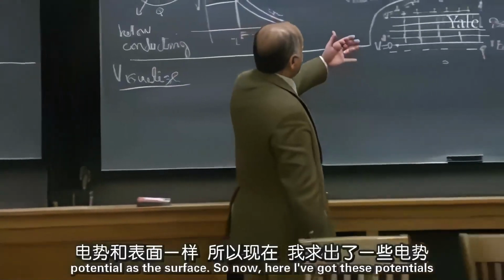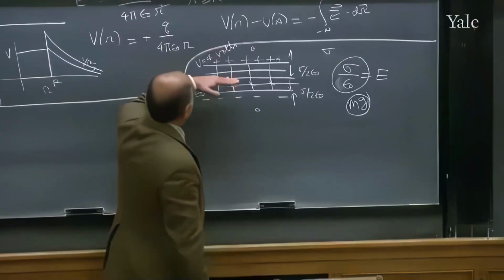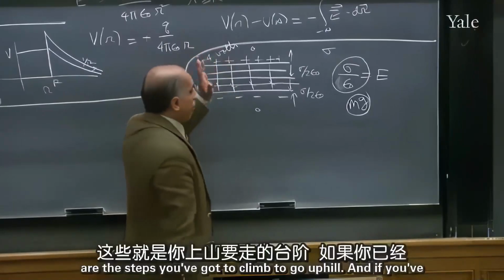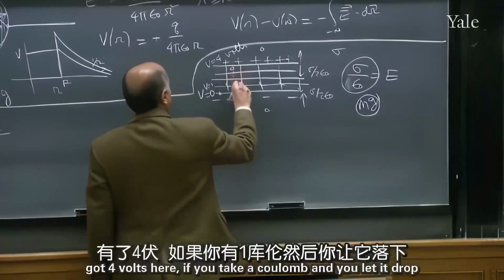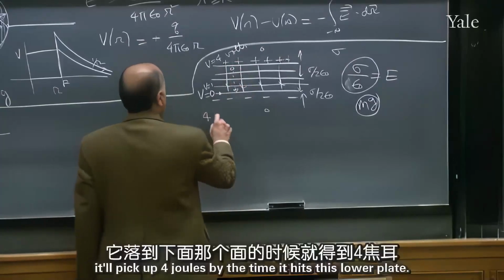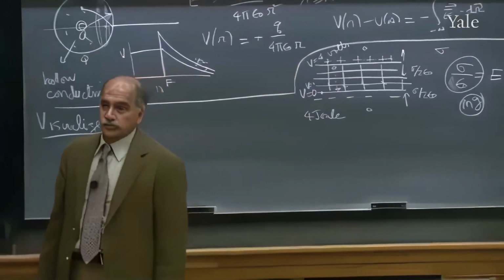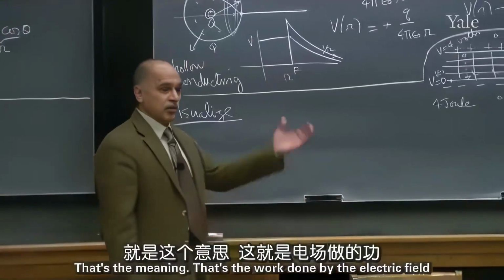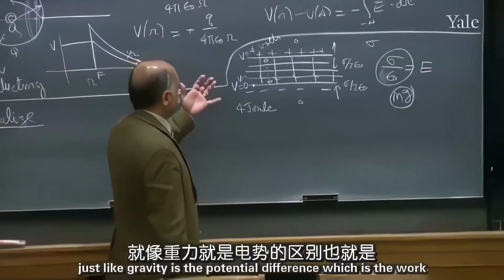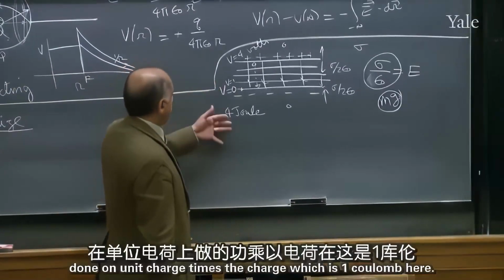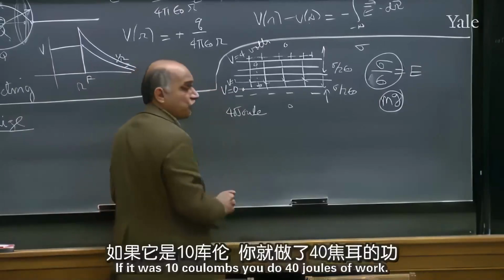So now, here I got these potentials, and it gives you a picture that you're running uphill, and these are the steps you got to climb to go uphill. And if you got 4 volts here, if you take a Coulomb and you let it drop, it will pick up 4 joules by the time it hits this lower plate. That's the meaning. That's the work done by the electric field. Just like gravity, the potential difference is the work done on a unit charge, times the charge, which is 1 Coulomb here. If it is 10 coulombs, you do 40 joules of work.